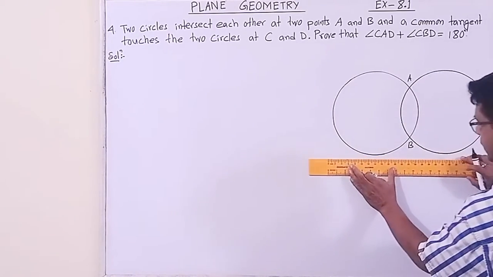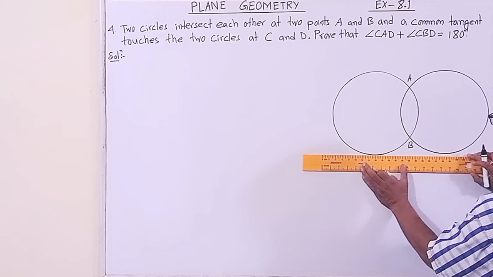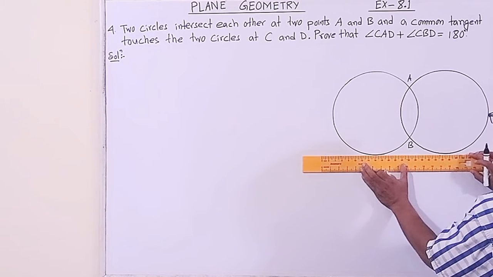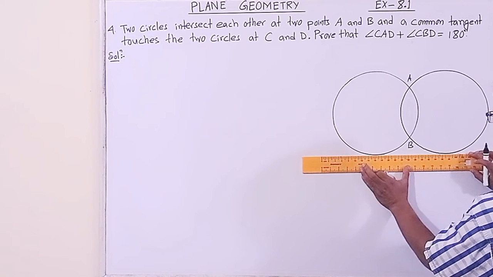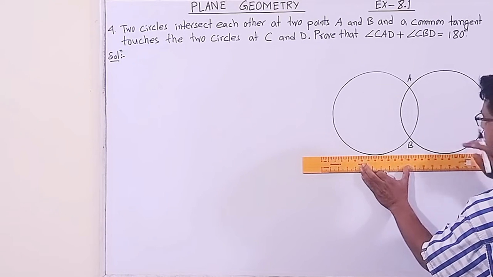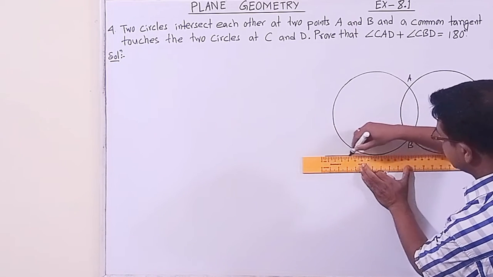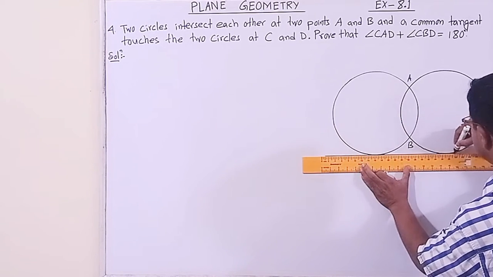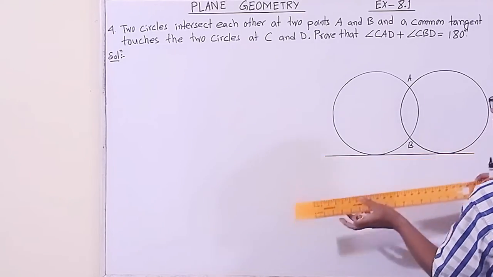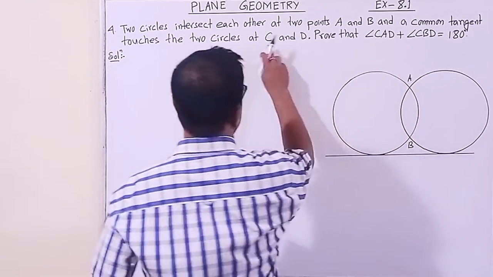Let us draw a common tangent. A common tangent means a line which touches this circle at a single point and this circle also at a single point, at C and D.